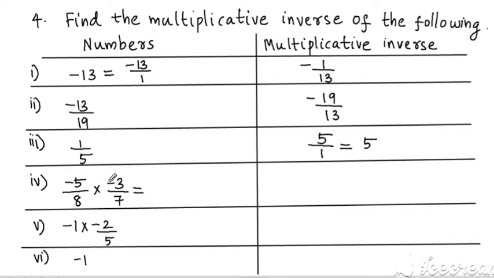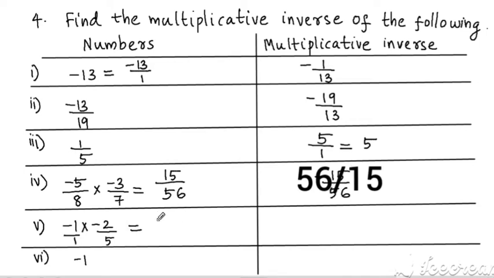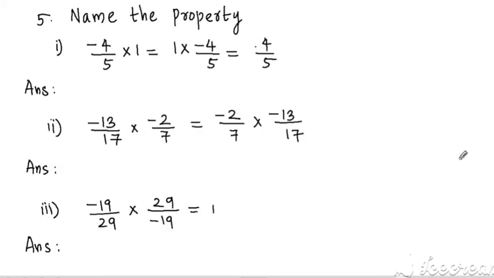Then in the fourth problem you have to multiply the numerators and denominators. So you will obtain 15 by 56. 8 times 7 is 56. Then change the numerator and denominator. So we will obtain 56 by 15. That will be the multiplicative inverse. In the next problem, similarly multiply the numerators and denominators. So we will obtain 2 by 5. Its multiplicative inverse will be 5 by 2. And in the next case, negative 1 can be written as negative 1 by 1. So its multiplicative inverse is 1 by negative 1, that is equal to negative 1. So this is how we find multiplicative inverse.